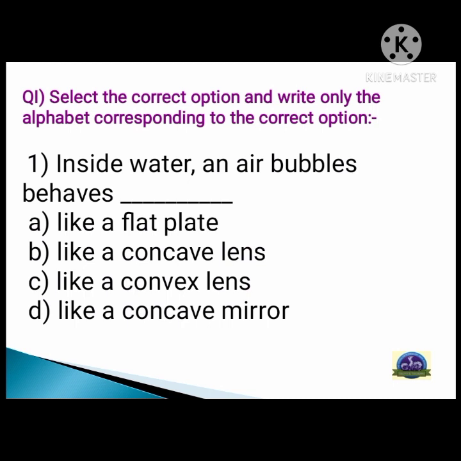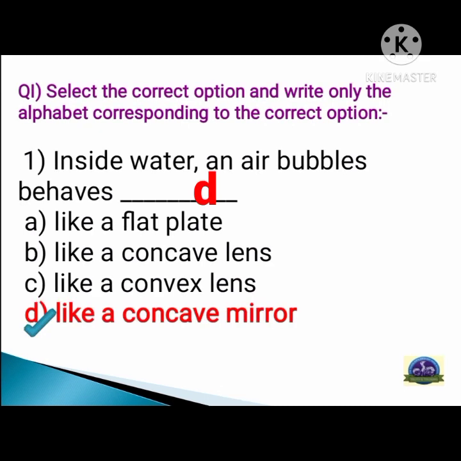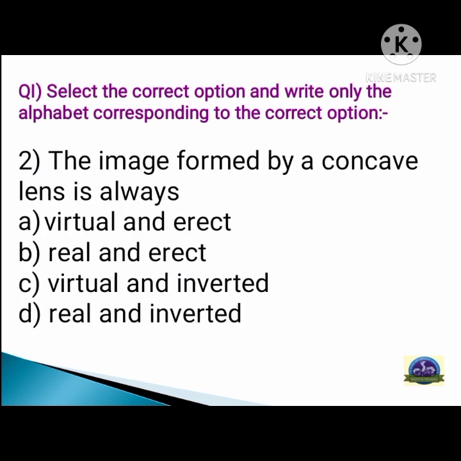First one, inside water, air bubbles behave dash. Option A, like a flat plate. Option B, like a concave lens. Option C, like a convex lens. Option D, like a concave mirror. Answer is option D, like a concave mirror.